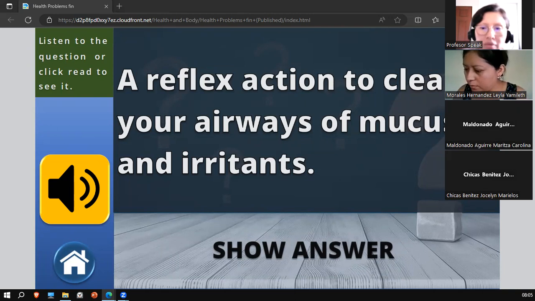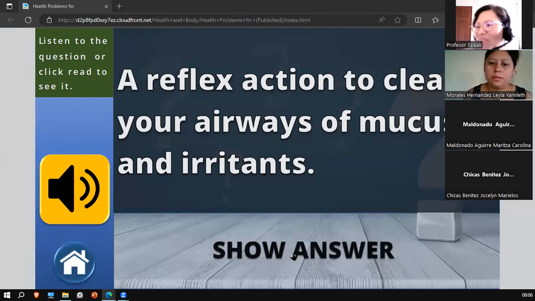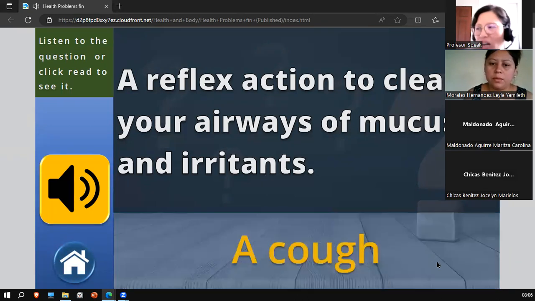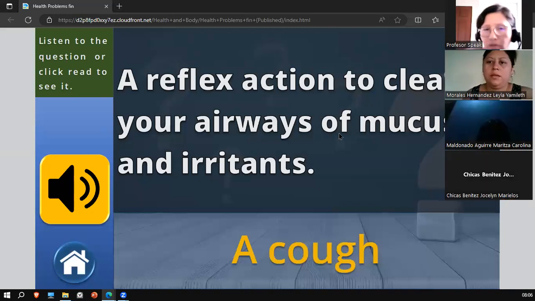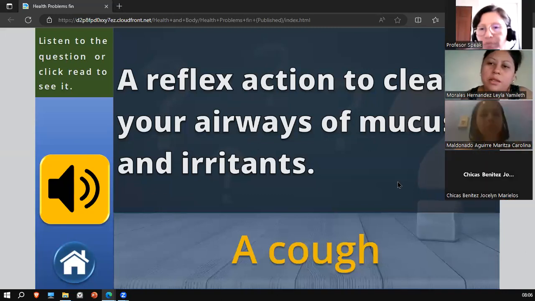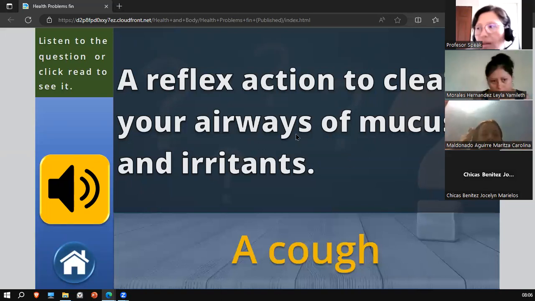A cough. Veamos. ¿Quién respondió? Perdón, no vi. Yo, Maritza. Lo siento, es que cuando no levantan la mano no puedo ver. Vaya, aquí está, a cough, correct, right? A cough. Vías respiratorias, ¿verdad? Es el que es airways, ¿verdad? Eso dijo Maritza. Ajá, vías respiratorias, muy bien.